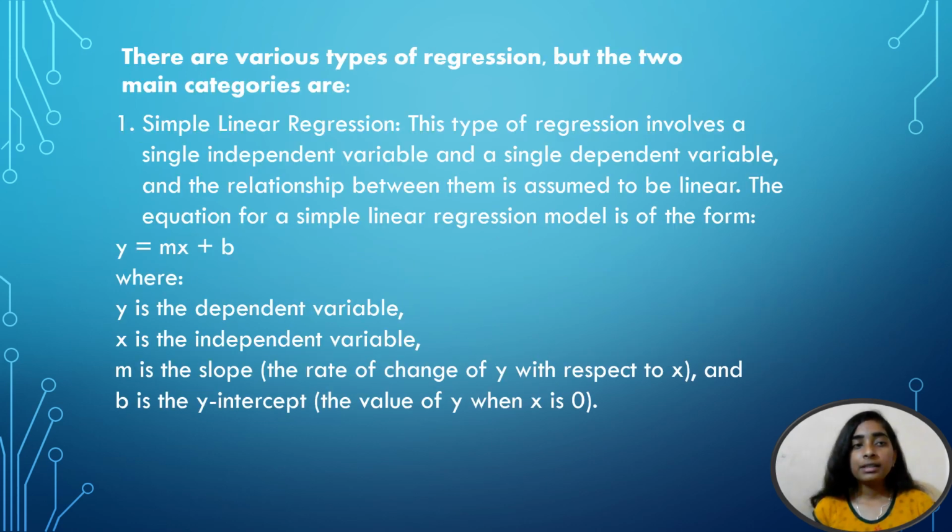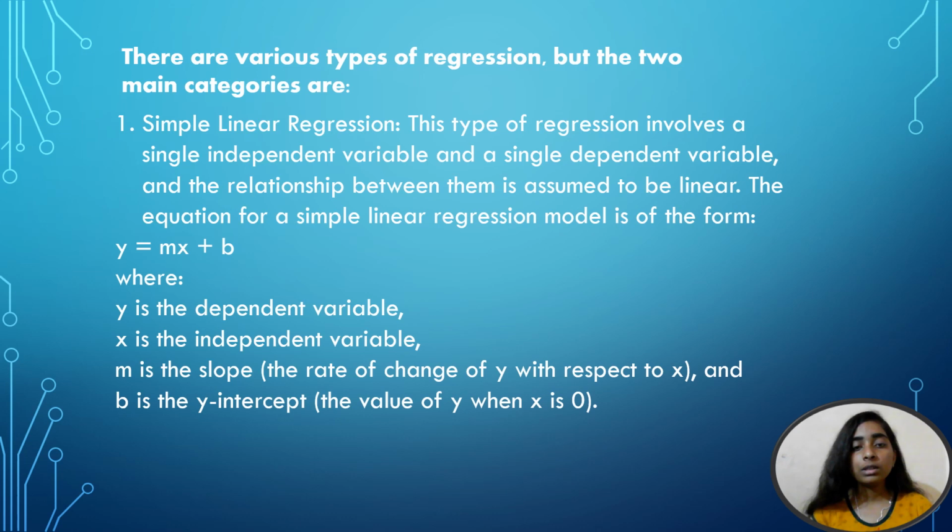There are various types of regression, but the two main categories are simple linear regression. This is the type of regression that involves a single independent variable and a single dependent variable, and the relationship between them is assumed to be linear.